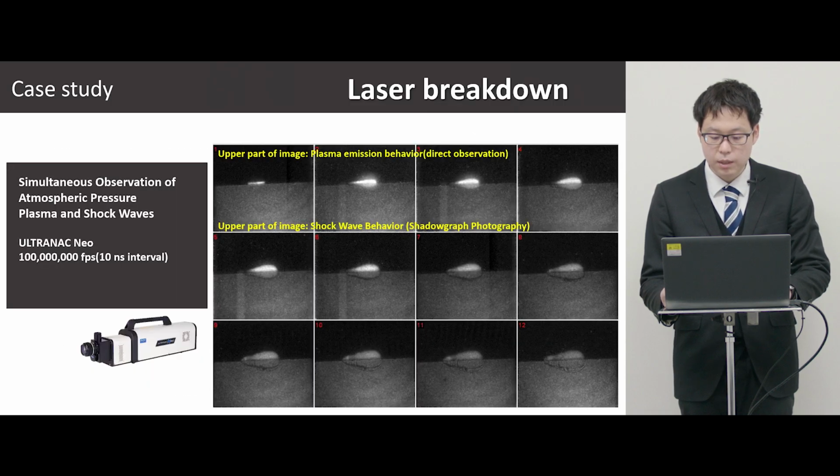This is a shooting video about the generation process of atmospheric pressure plasma by laser breakdown using UltraNAC Neo at 100 million frames per second. The upper part of the screen shows direct imaging of the plasma emission, while the lower part shows shadowgraph imaging of the shock wave behavior, with the emission cut by a bandpass filter.